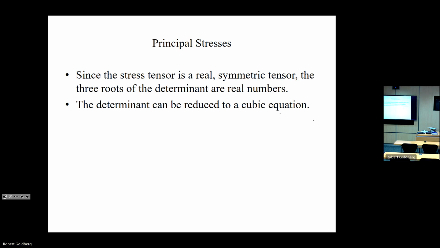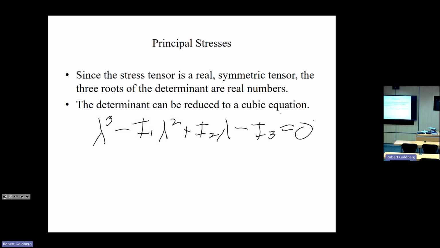Therefore, with those conditions, the 3 roots of the determinant have to be real numbers. When you go through all the math, and we're not going to do that, you end up with a cubic equation: lambda cubed minus I1 lambda squared plus I2 lambda minus I3 is equal to 0. And what's special about I1, I2, and I3 is they're what's called stress invariants.